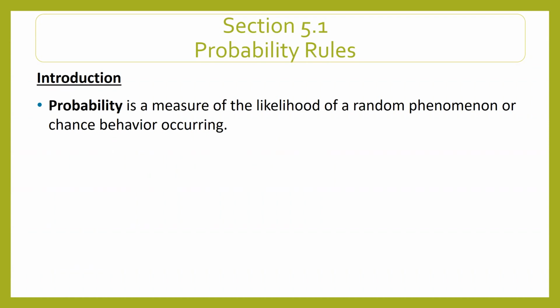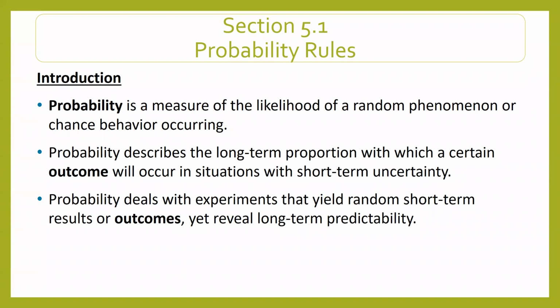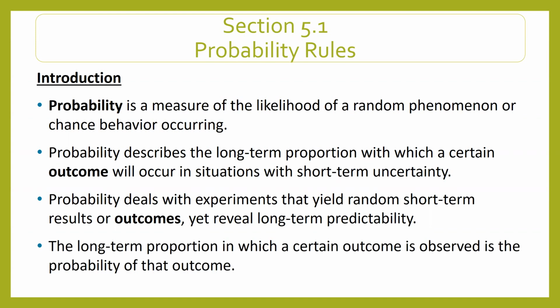Introduction. Probability is a measure of the likelihood of a random phenomenon or chance behavior occurring. Probability describes the long-term proportion with which a certain outcome will occur in situations with short-term uncertainty. Probability deals with experiments that yield random short-term results or outcomes, yet reveal long-term predictability. The long-term proportion in which a certain outcome is observed is the probability of that outcome. So this is a sort of introduction to probability.